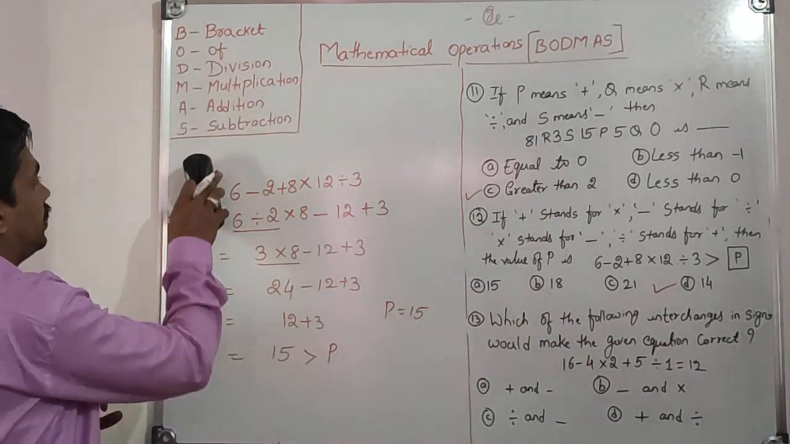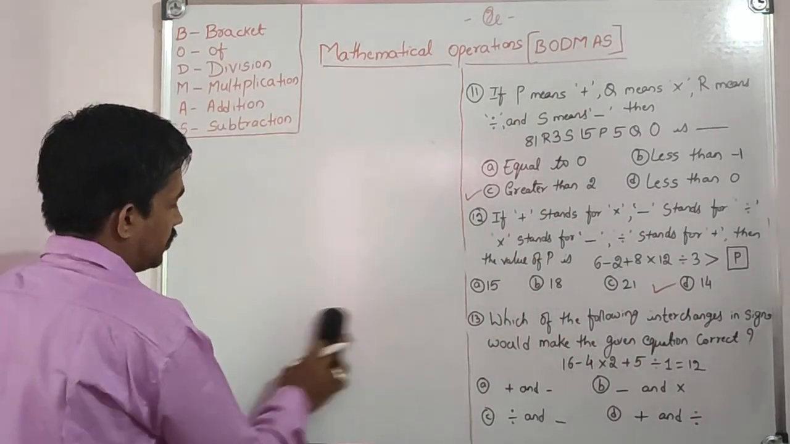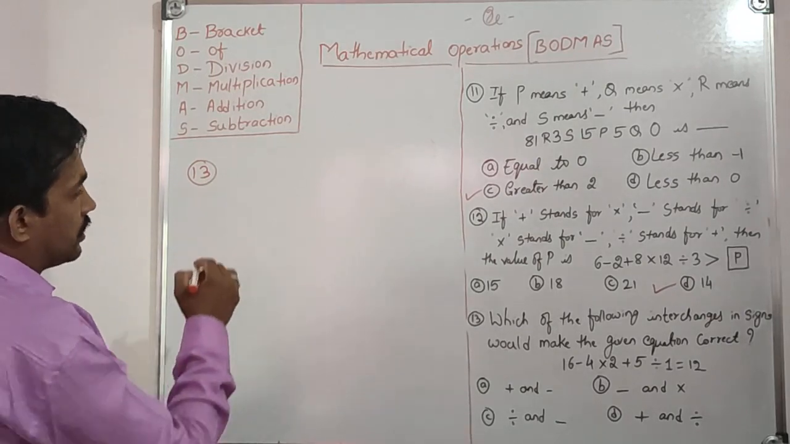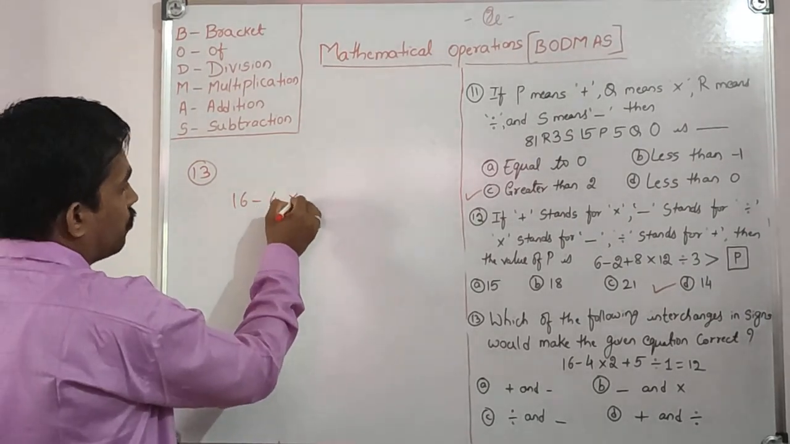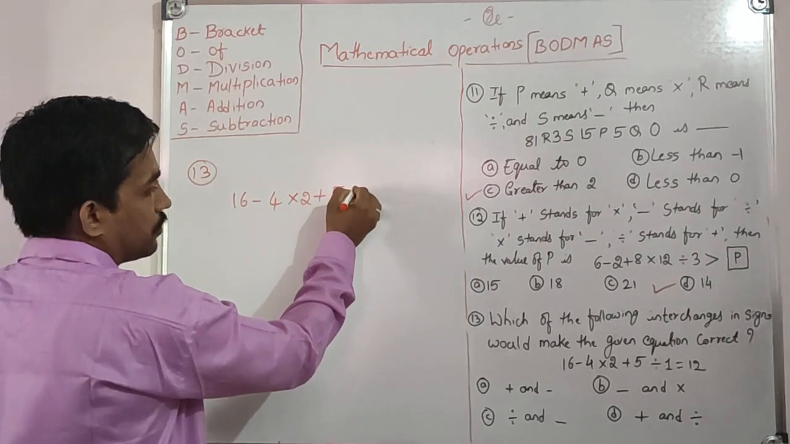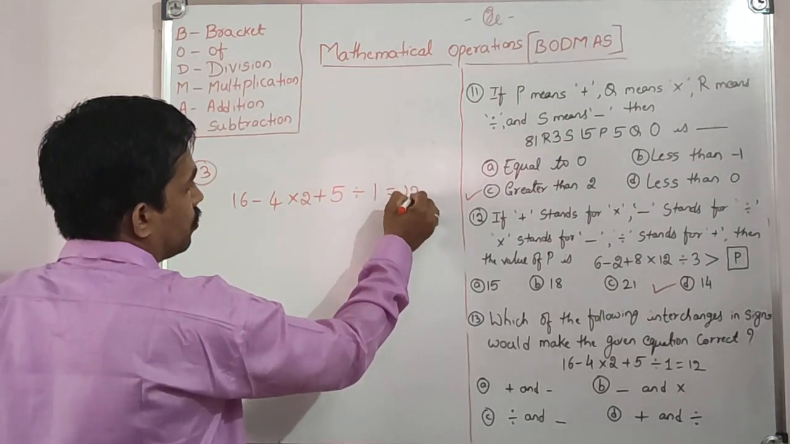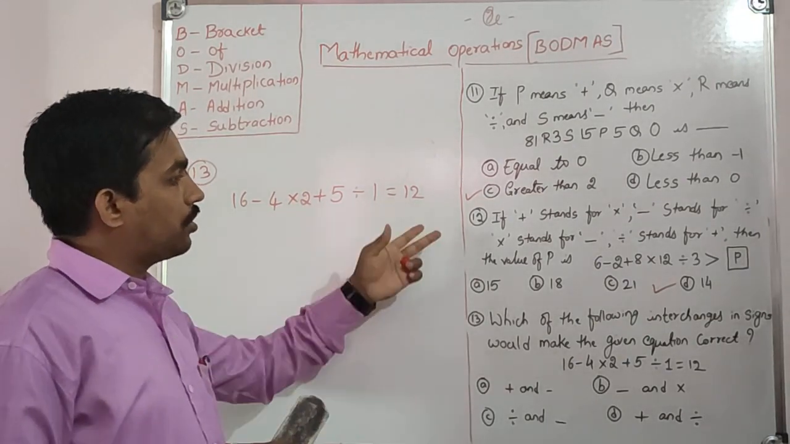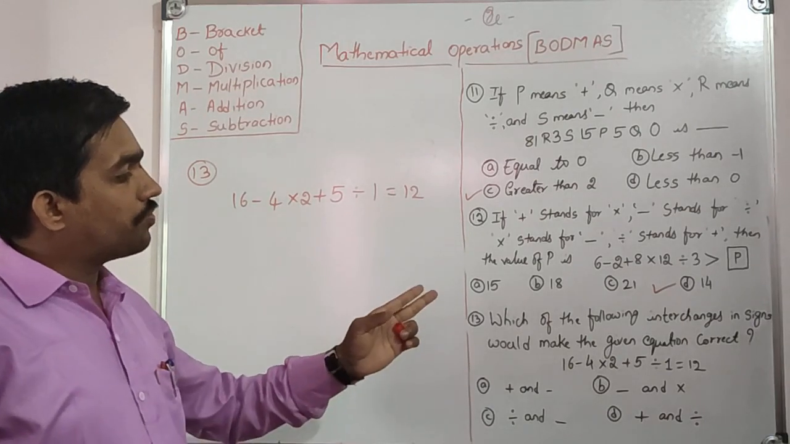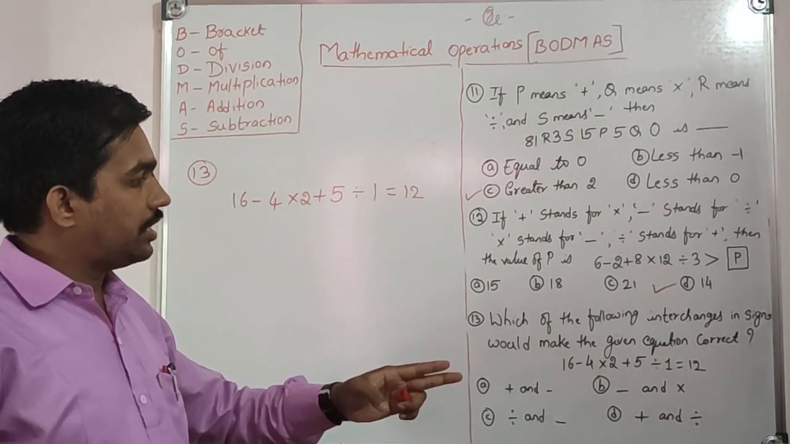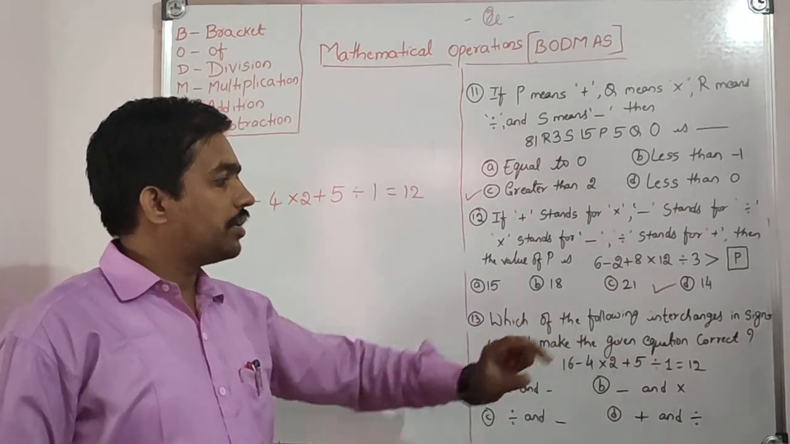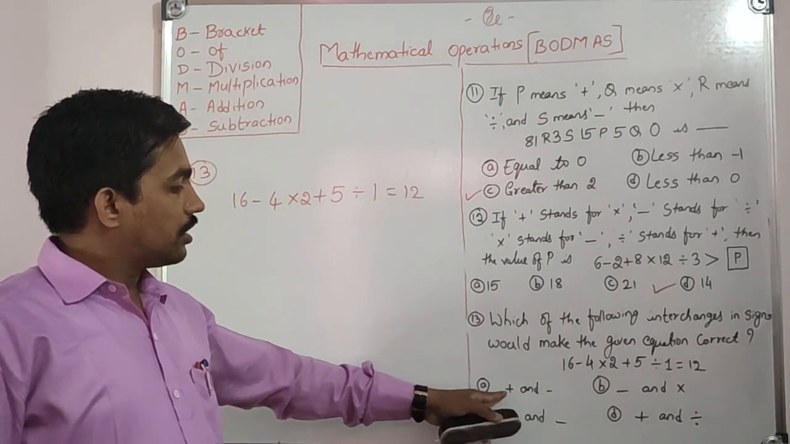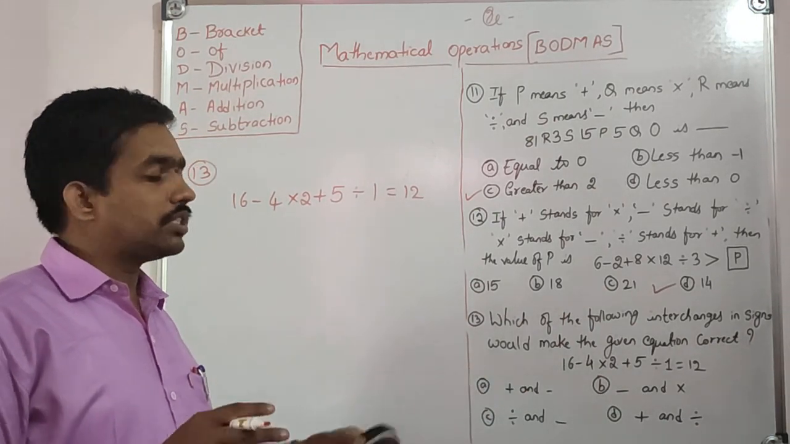And coming to the 13th question. 16 minus 4 into 2 plus 5 divided by 1 is equal to 12. So in this question, it is a little bit changed from your previous questions. Which of the following interchanges in signs would make the given equation correct? So from the options we have to take the signs which we have to interchange in our question.